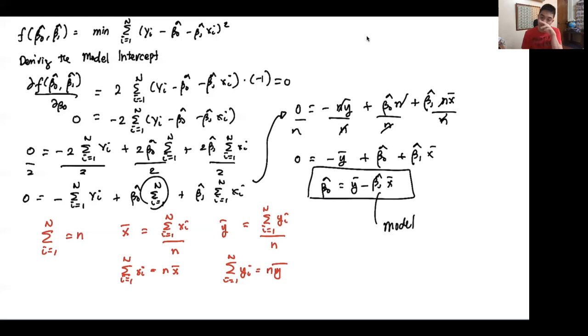So this is how beta naught is computed. If you use software to do this quickly, the formula for beta naught would be this one. So this is the model intercept, okay? So beta naught hat is equal to y bar minus beta 1 hat x bar. So what we do now is, since we have the model intercept, we can derive the slope coefficient.